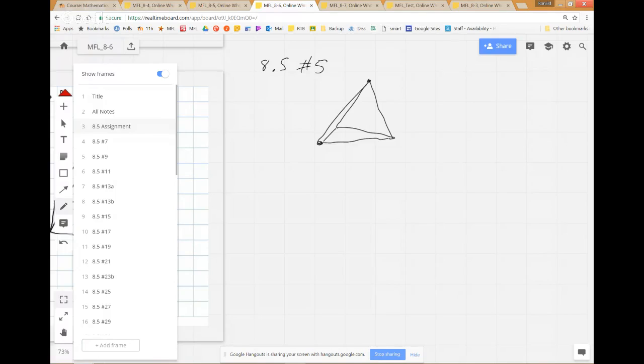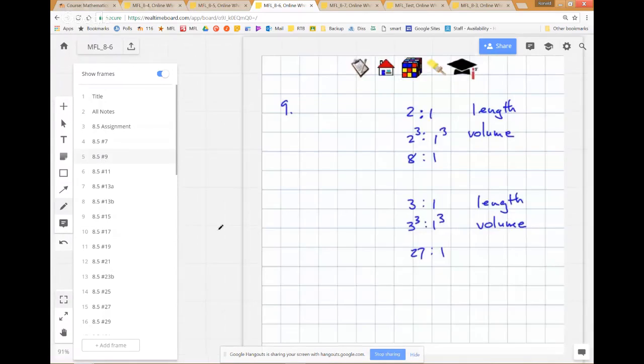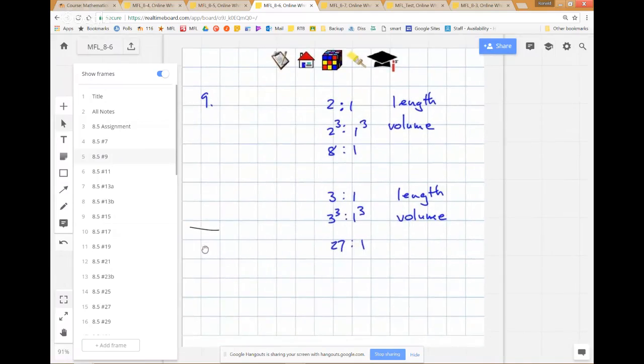Number 9, if the edges, oh yeah, okay. Thank you for asking number 9. Okay, so 8.5, number 9. Whoop. Okay, well, we'll just put up with that stray mark there. All right.